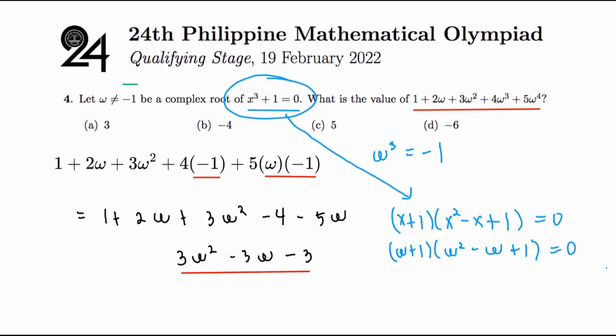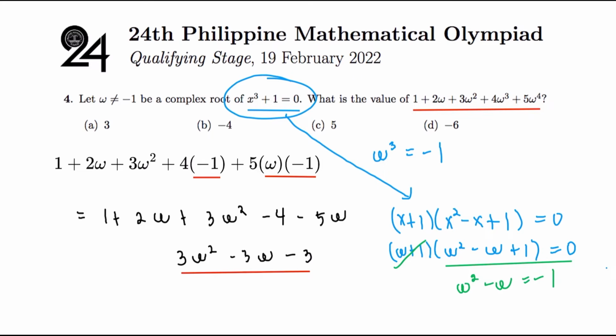And because of this nice condition that omega is not equal to -1, I could divide both sides by omega plus 1. Or essentially I could cancel the omega plus 1 over here because omega is not equal to -1. So I'm sure that I'm not dividing by 0. And that is good for us because we're going to have this nice condition that omega squared minus omega plus 1 is equal to 0. And that's going to give me omega squared minus omega is equal to -1.